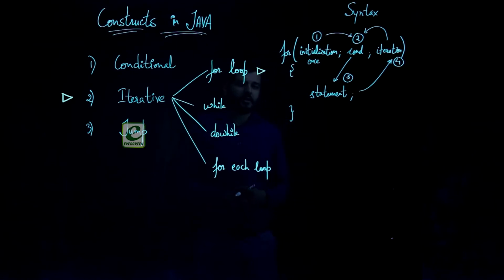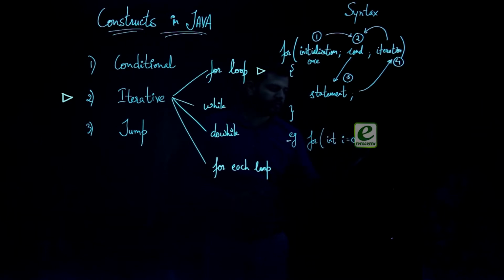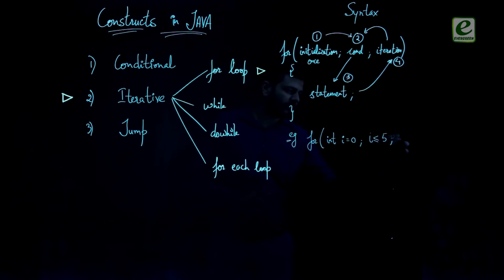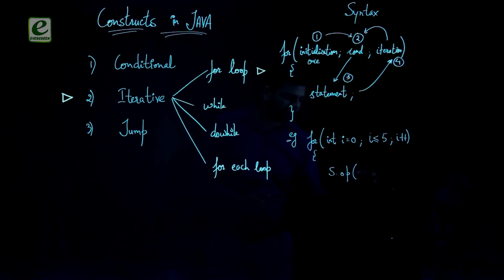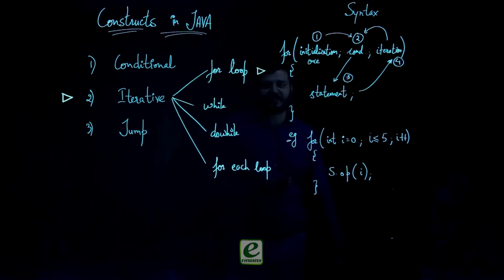Let's print the first 5 numbers using a for loop. So this is your example. For int i equals 0, where i is less than or equal to 5, i plus plus, and what you can write is System.out.println(i). So now what will happen? This loop will print 6 numbers, no problem.